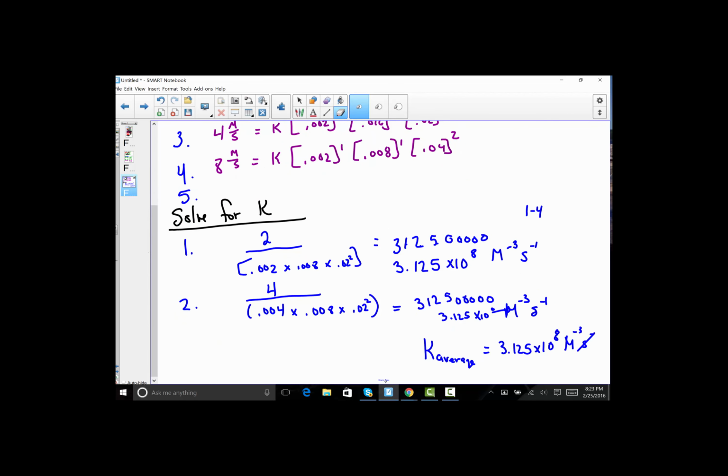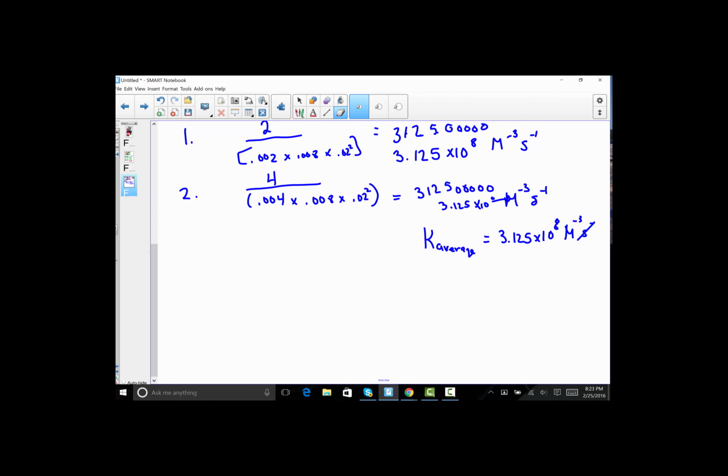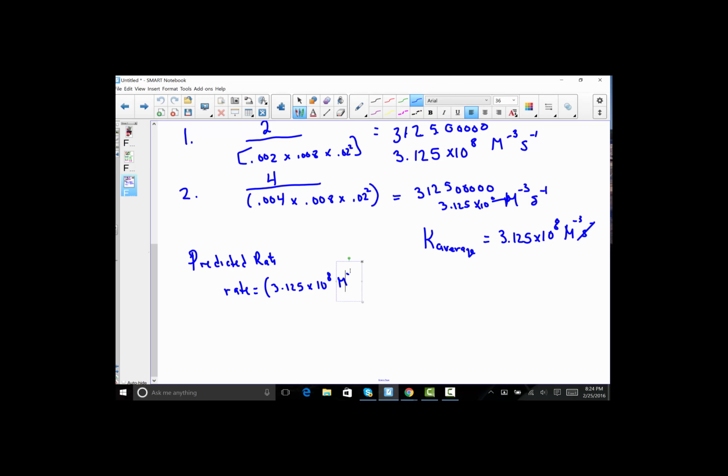Here's what we know. For the predicted rate, we'd like to know rate is equal to K, which we just solved for, 3.125 times 10 to the 8th power, times the concentration of the iodide, which we said was 0.016, it was first order, times the concentration of the bromate, which was 0.004, it was first order, and 0.03, which is the acid. Remember, it was second order, so we have to square that.